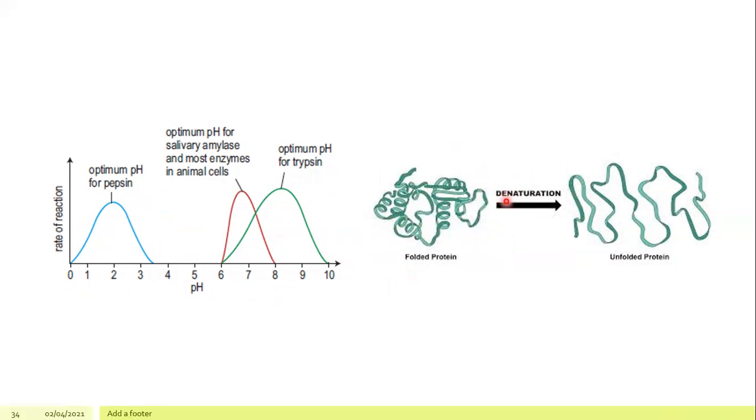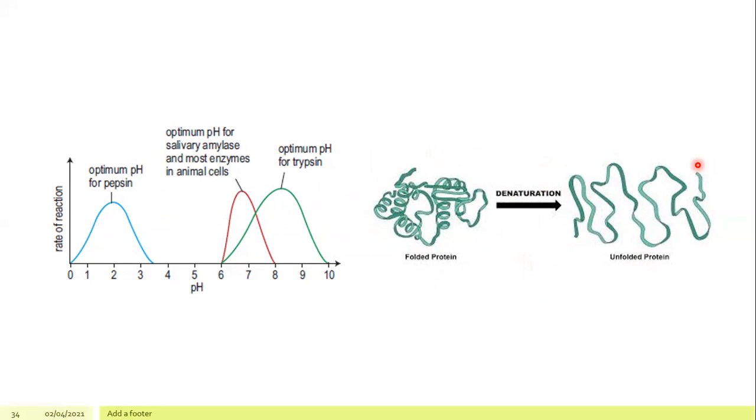So when they get denatured, the normal protein, which is a normal enzyme, is in a 3D configuration or a 3D shape. But when the pH or even the temperature changes, they're going to get denatured and become an unfolded protein. It's important for you to know that when the pH changes and the enzymes get denatured, it can actually be reversible.